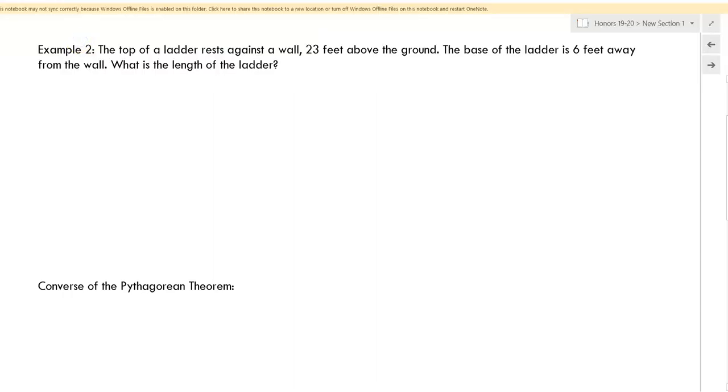So the top of the ladder rests against a wall. Here's my wall. Here's my ladder that rests against it. It's 23 feet above the ground. Okay, so that's the height. The base, remember the word base means bottom. So the bottom part of the ladder is 6 feet from the wall. So this distance here is 6. And it's asking us to find the length of the ladder. Well, my ladder is the thing resting against the wall.